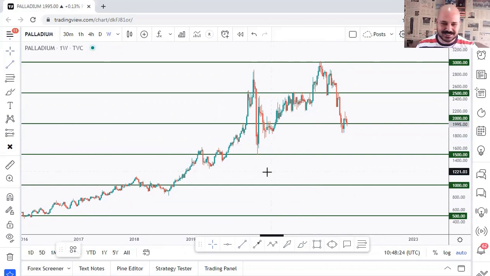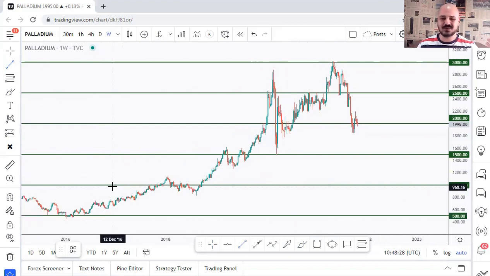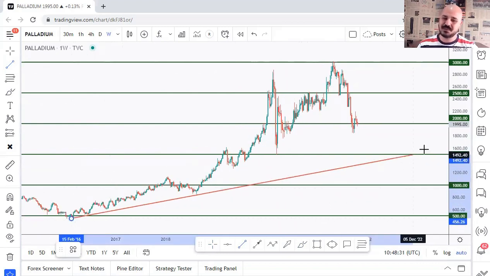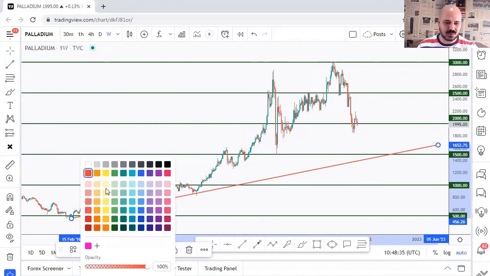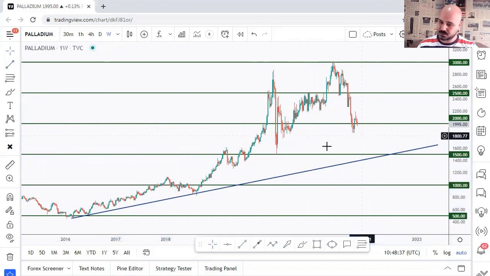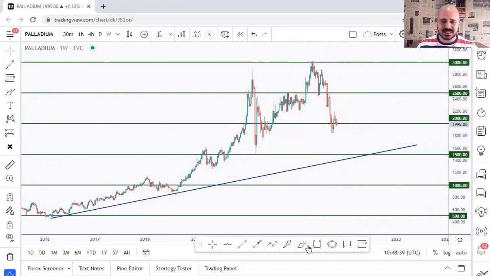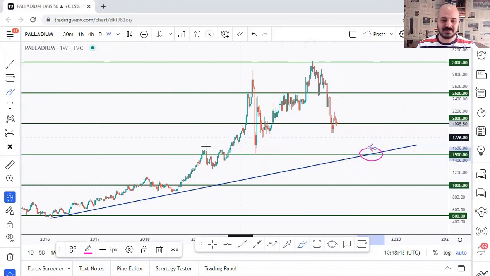Fantastic. You are correct. We've got two non-horizontal supports. We have one which is quite old now, but let's keep it anyway. We've got this one. Let's make this one in blue. Okay, fantastic. And as you can see, it's lining up with the zone, which is the 1.5. And of course, it's an entire zone like this, right?